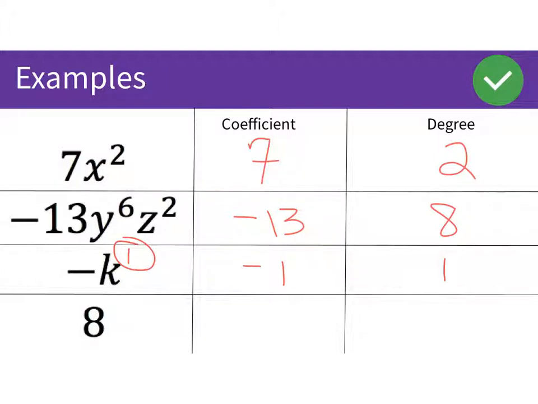And then finally, the last problem here is actually called a constant. It doesn't have a variable, so that means it's degree 0. And then I guess we could say the coefficient is the number 8 because there's an invisible x to the 0 hiding there that we just don't see. It's there because anything to the 0 power is 1, so that's why it's a degree 0 with a coefficient of 8. Let's move on to the next slide.